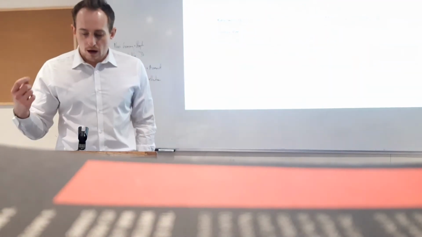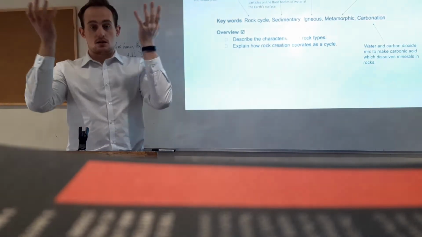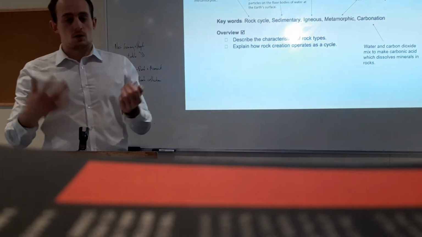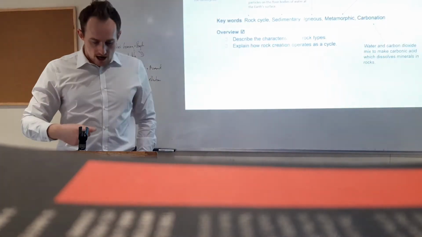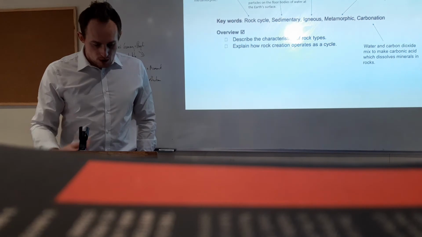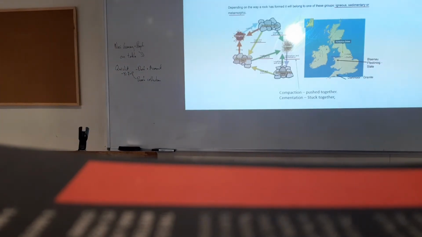Igneous rocks are formed by magma from the molten interior of the Earth cooling at the surface. So when magma rises to the top of the Earth, and when it cools, you are left with igneous rocks. And then there are also metamorphic rocks, and these are rocks that have been changed due to heat or pressure. So, just go on to the next slide.